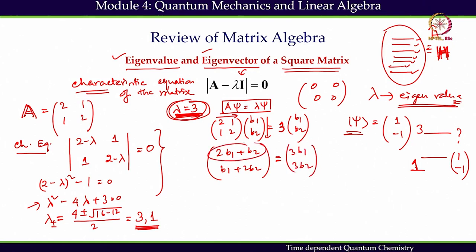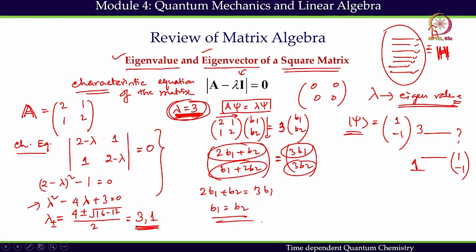So now I have to equate each element on both sides. If I make them equal, then I get 2b1 plus b2 equals 3b1, which means b1 equals b2. In this case, if I use b1 equals 1, then b2 is going to be 1. So I have now the second state as 1, 1. That is the state we have.